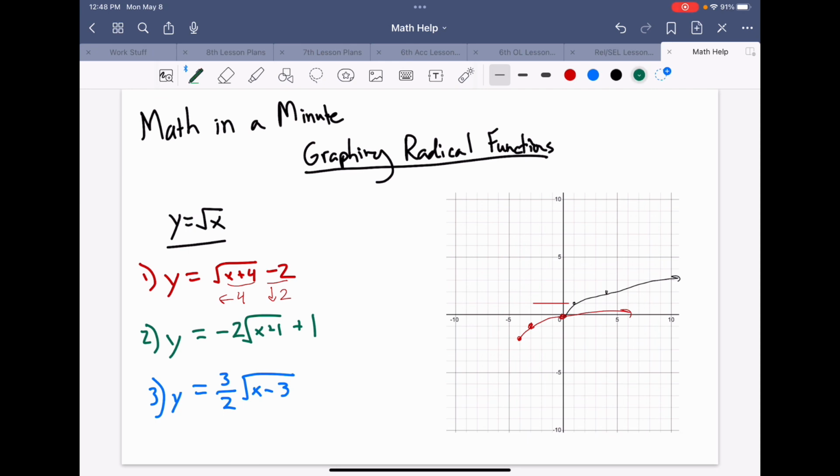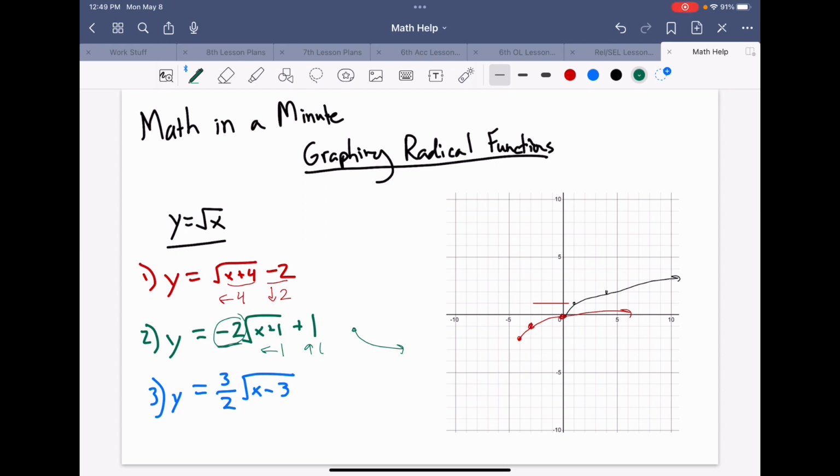Now, what's going to happen with my green one is going to be a little bit trickier. So I'm going to apply the same sort of concepts. I'm going to go to the left 1, and I'm going to go up 1. But the tricky part is this. Two things to take from this. One, it's negative, so that means that my graph is going to actually go down like that. The second thing is that it's going to be twice as tall as a normal graph.